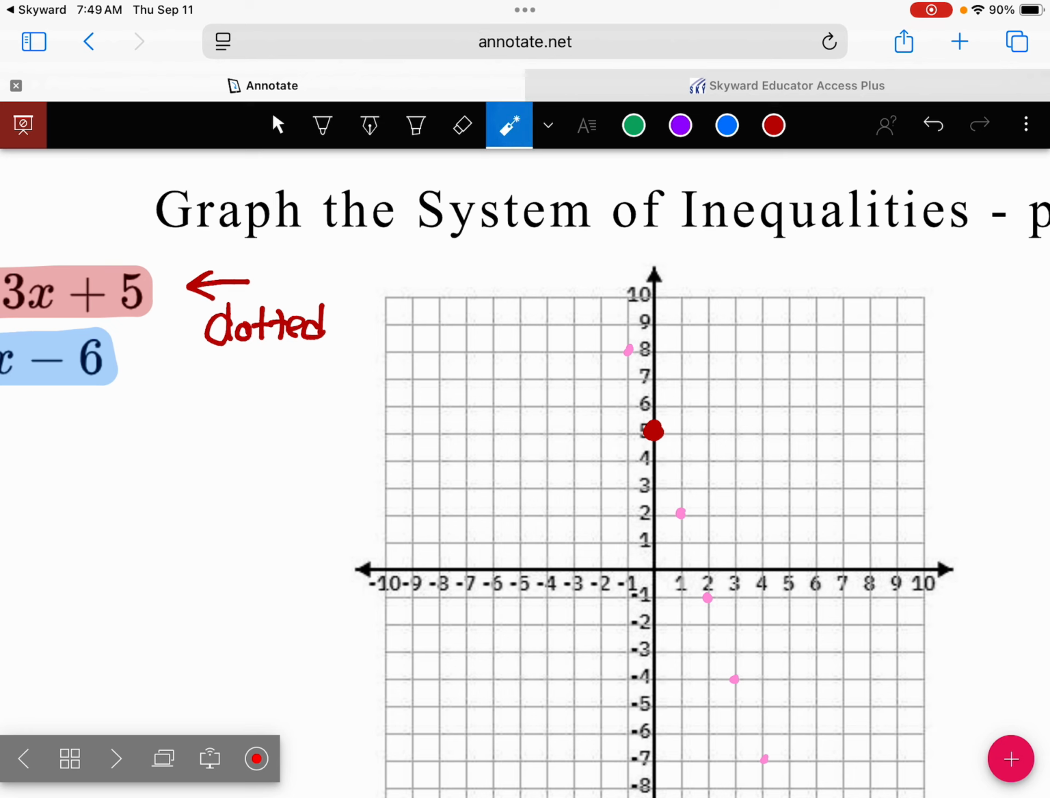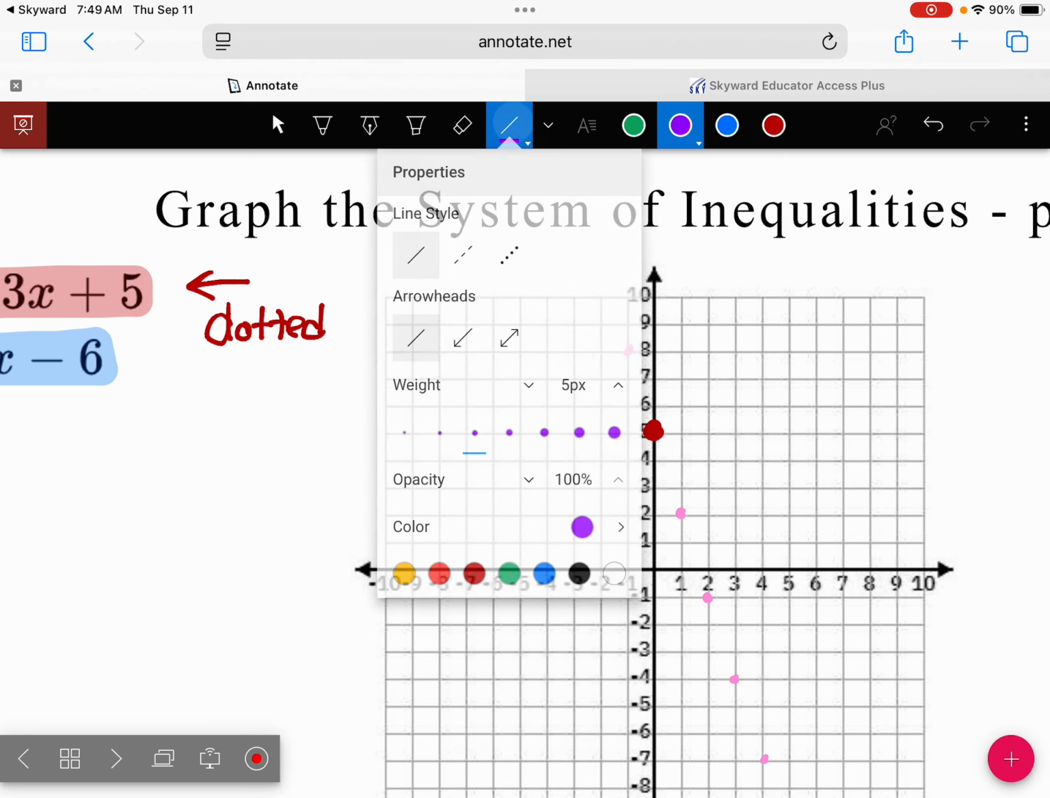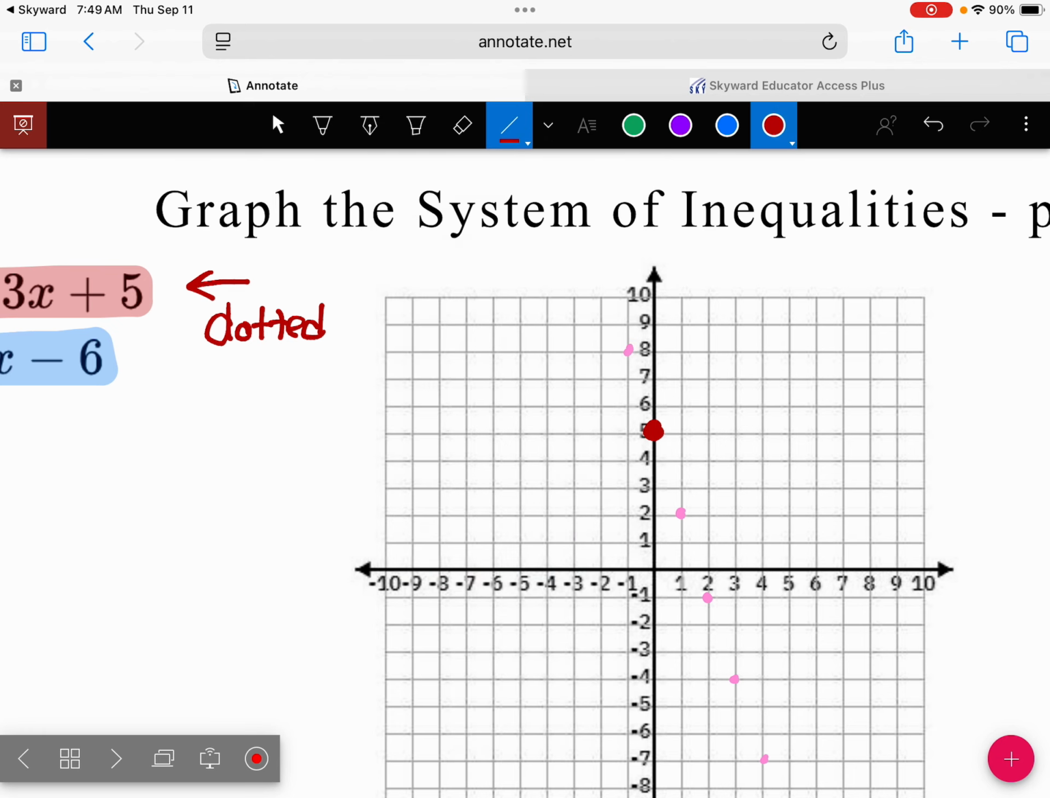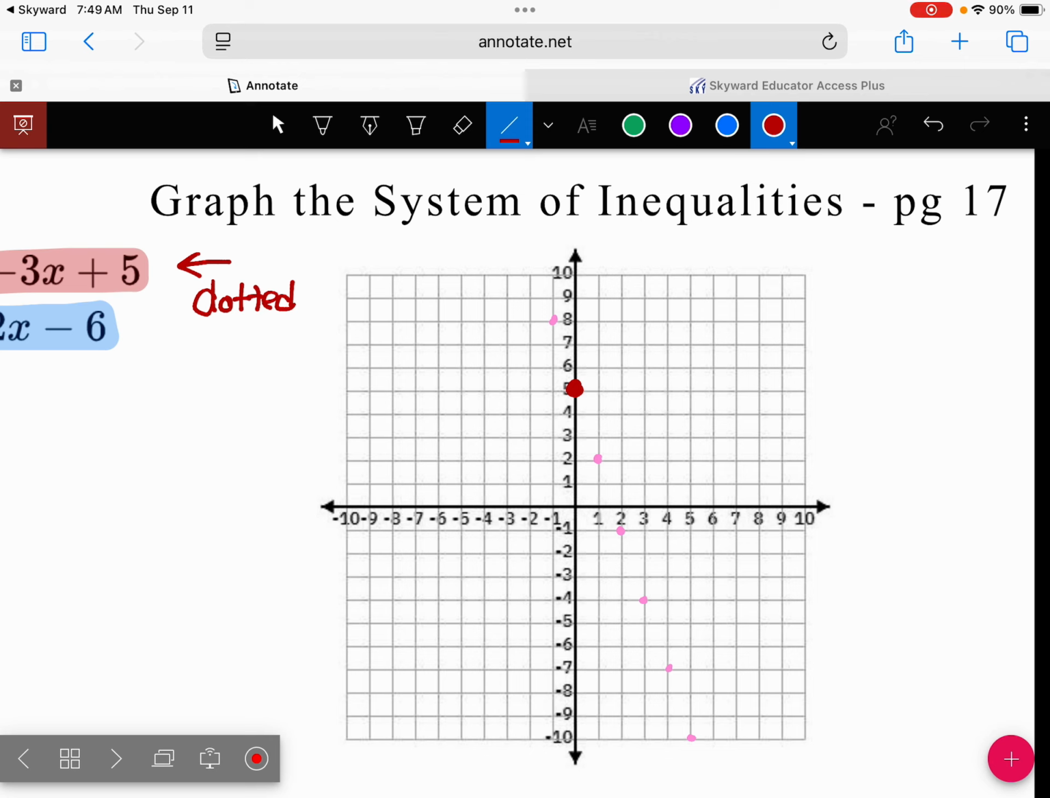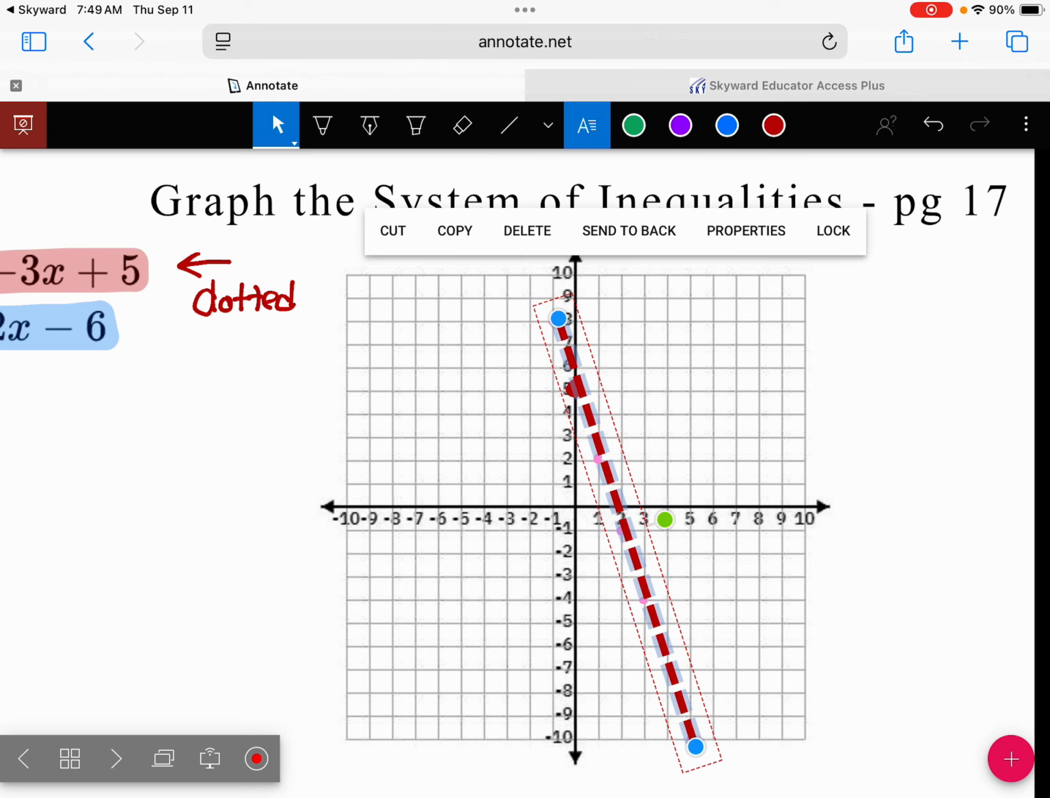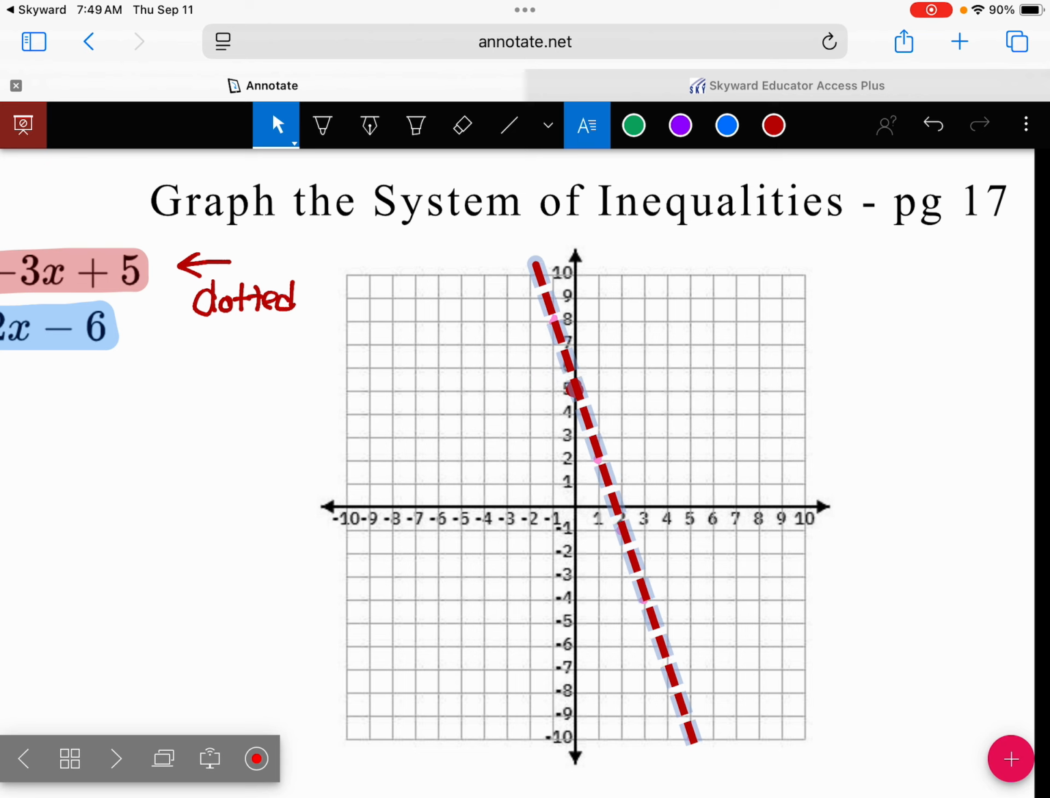Remember to use a dotted line. Dotted, dash, I don't care how close together your dots are, but it needs to be a line using a ruler or a straight edge of some sort. I don't even care. Use something. Use a tool. To get our dotted line here.